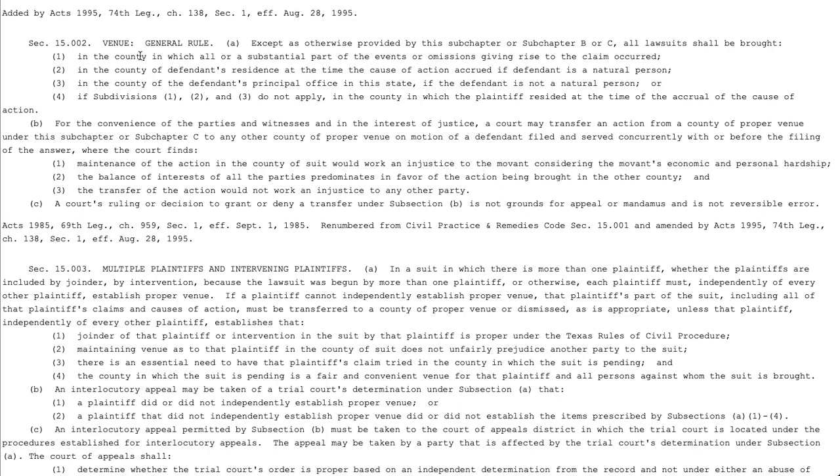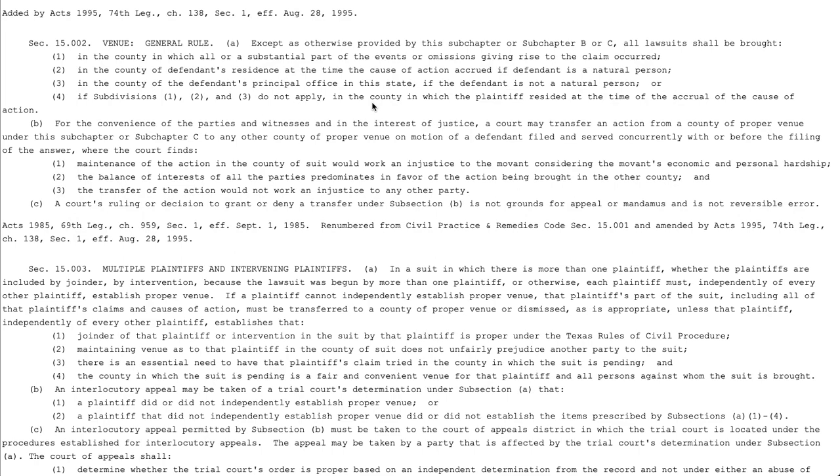So, in a county in which all or a substantial part of the events or omissions giving rise to the claim occurred; in the county of the defendant's residence at the time the cause of action accrued, if the defendant is a natural person, meaning an individual, like you; in the county of the defendant's principal office in this state, if the defendant is not a natural person, so a corporation, LLC, general partnership, or limited partnership; and if subdivisions 1, 2, and 3 do not apply, in the county in which the plaintiff resided at the time of the accrual of the cause of action.